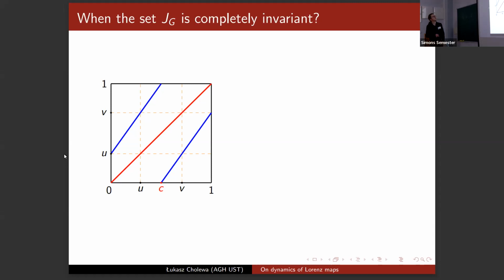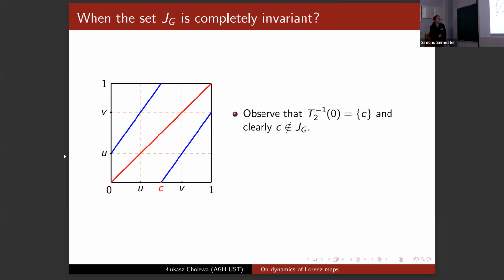Look again at what happened in this example. The image of the critical point is 0. So the pre-image of 0 is a singleton, and clearly the point C does not belong to the set JG. And since the image of the critical point is 0, the pre-image of point 1 is empty. So both points 0 and 1 cannot belong to the image of the set JG. And it turns out that 0 and 1 are the only problematic points.